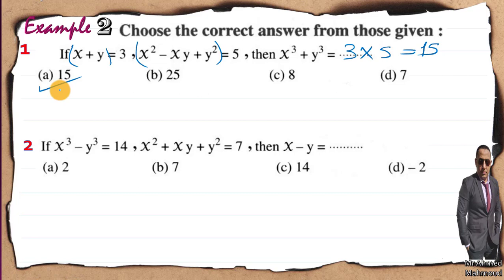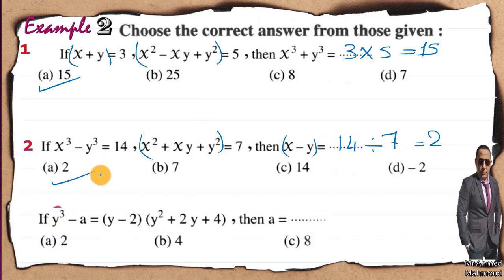Number 2: x power of 3 minus y power of 3 equals 14, and the big bracket equals 7, so x minus y equals what? Which one of the three expressions can be factorized? This one: x power of 3 minus y power of 3 equals x minus y times x power of 2 plus xy plus y power of 2. Again, it equals the small bracket times the big bracket. So I need this one, so I'm going to divide 14 by 7. 14 divided by 7 equals 2.